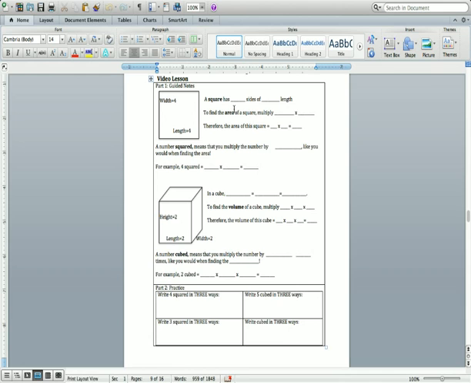But first, we're just going to talk about squaring numbers and cubing numbers and where this terminology comes from. Looking at your guided notes, you have a picture of a square with a width and a length. A square has blank sides. How many sides does a square have? It has 4 sides.